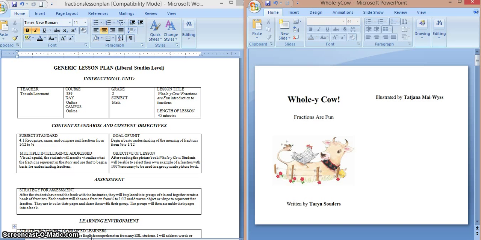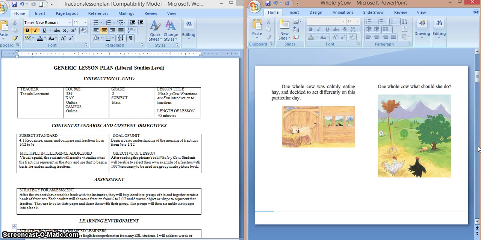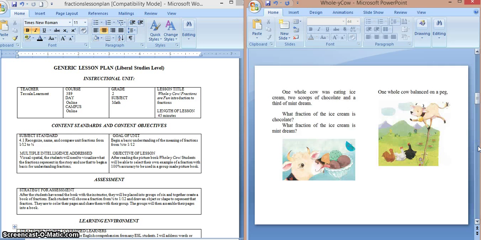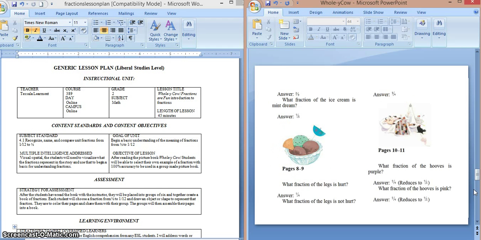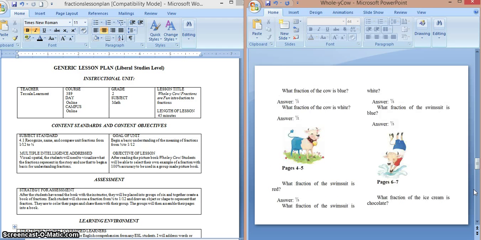I have included the picture book in a PowerPoint, and it is 2 pages to each PowerPoint slide, so you can check that out. I really like this book, especially because it asks a question of the student on each page, and in addition to that, at the very end, it has the answers to all of those questions.